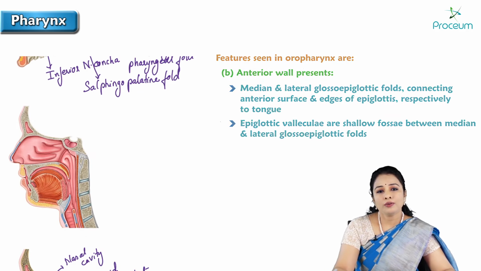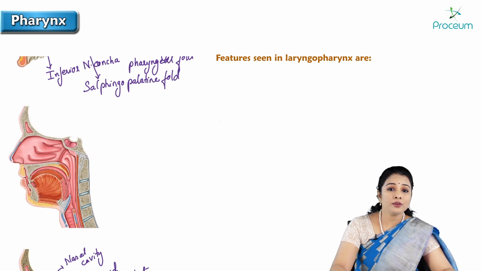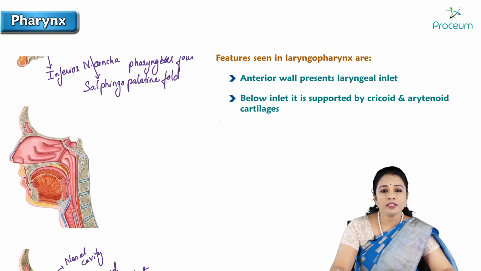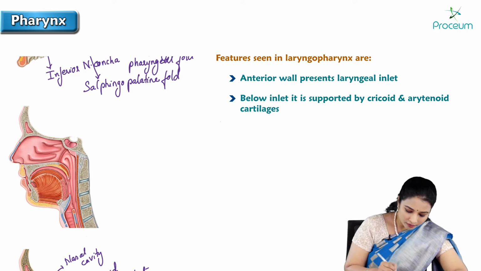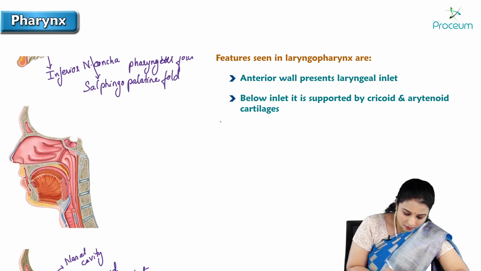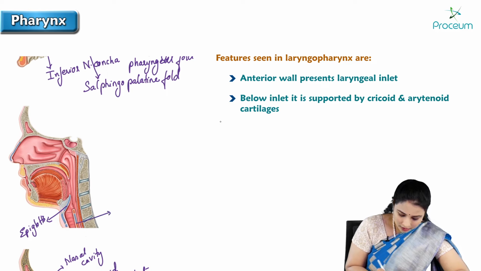Now take a look at the features seen in the laryngopharynx. So anterior wall presents laryngeal inlet, and below the inlet it is supported by cricoid and arytenoid cartilage. We know the laryngopharynx extends from the upper border of epiglottis till the lower border of cricoid cartilage.